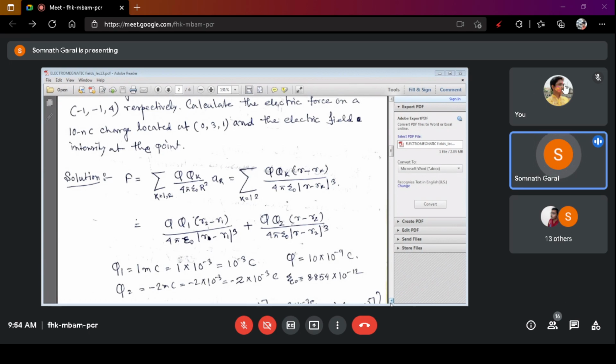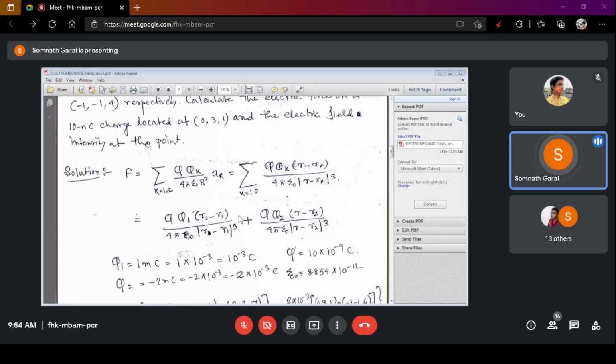Now, this capital Q is our respective point charge, on which we calculate the force, that is Q is equal to 10 nanocoulomb, that is 10 into 10 to the power minus 9 coulomb. Right? Our first point charge whose force is to be calculated, that is Q1. Q1 is equal to 1 microcoulomb, that is 1 into 10 to the power minus 3 coulomb. Right? And Q2 is the second charge, that is minus 2 microcoulomb, that is minus 2 into 10 to the power minus 3 coulomb.